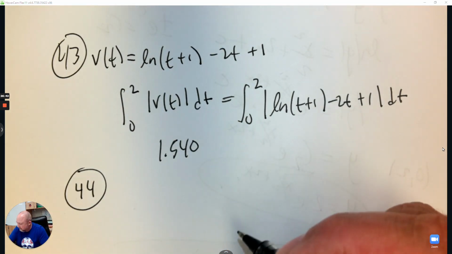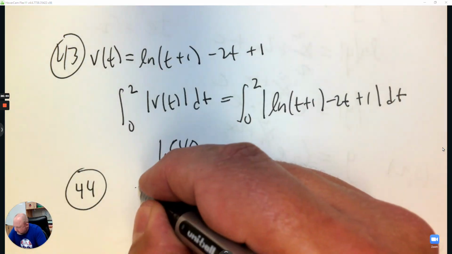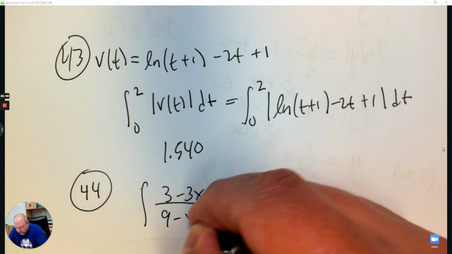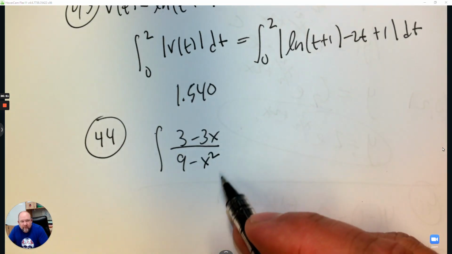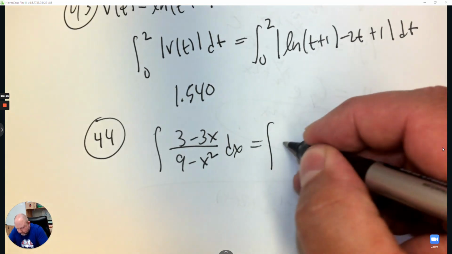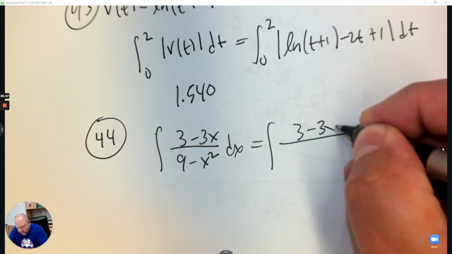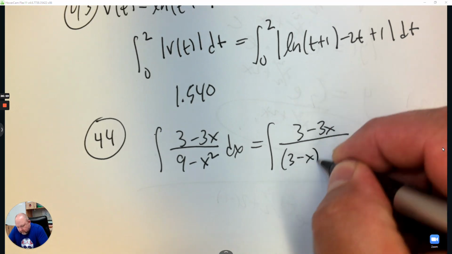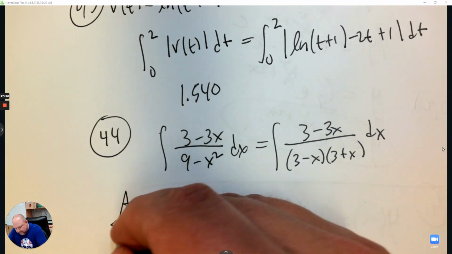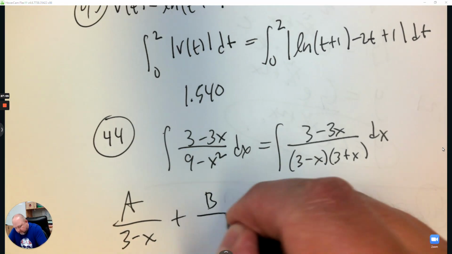All right, last one, integrate. If I take the derivative, it doesn't match the top. I'm going to have to factor this. That's a difference of squares. And then one's going to be A, and one's going to be B.